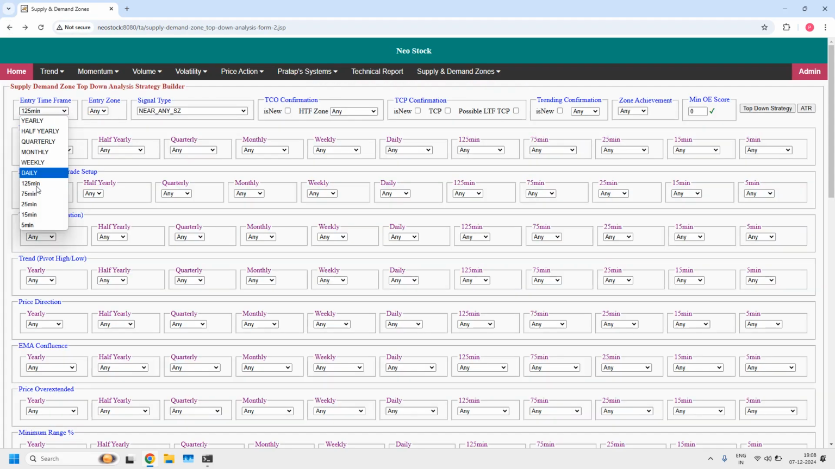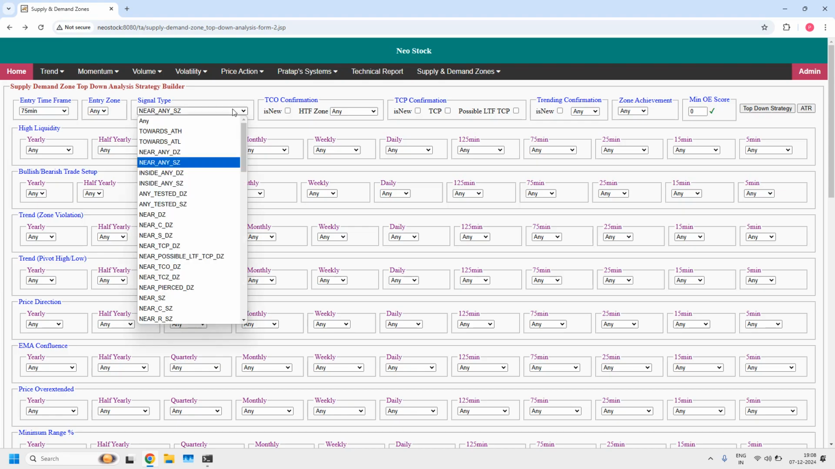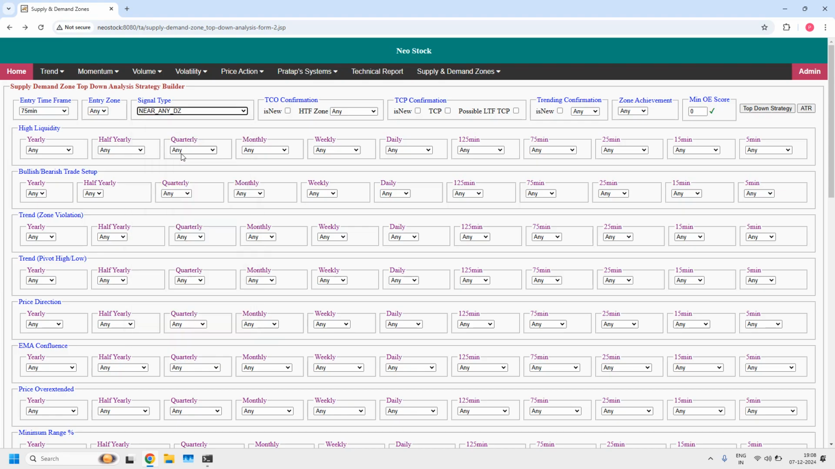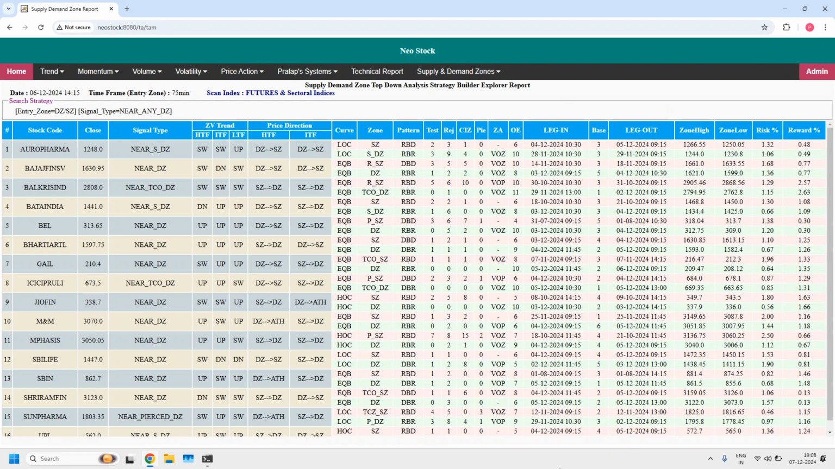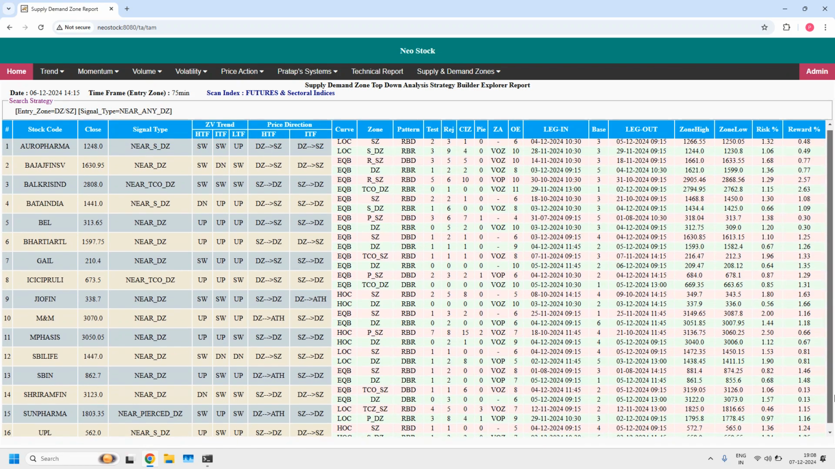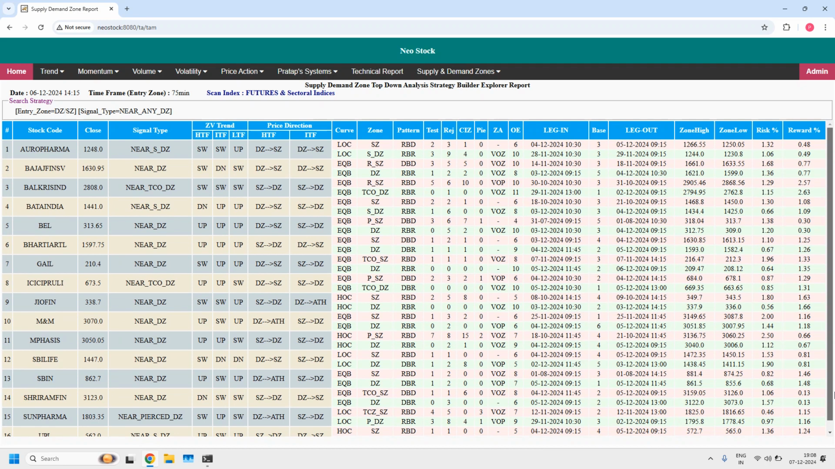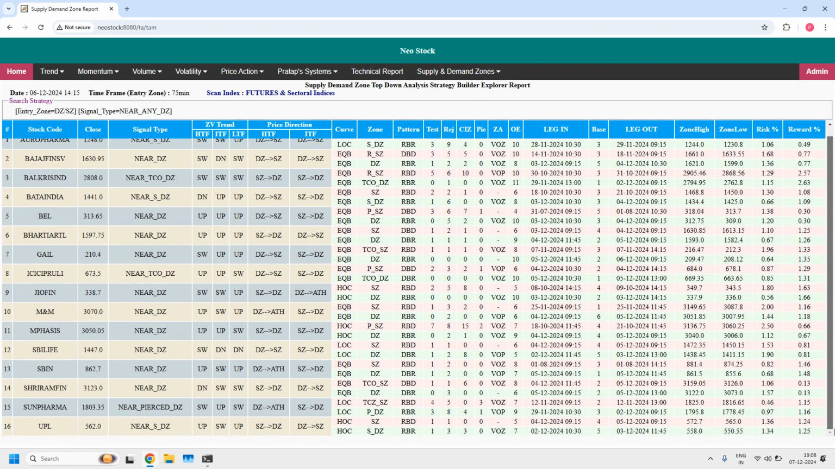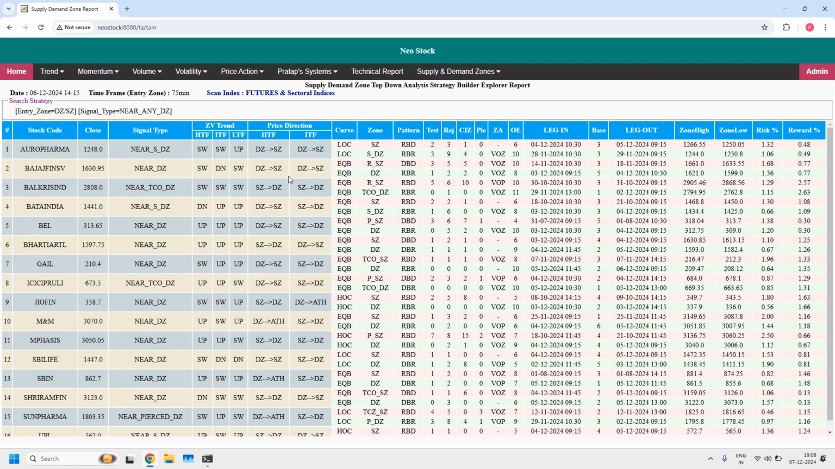Next time frame is 75 minutes. Entry time frame 75 minutes. Let us find the stocks near 75 minutes demand zone. We got a big list. So total 16 stocks are filtered. Let us identify high liquidity demand zones from this list. The first one, Aurobindo Pharma, is having high liquidity zone and not pierced. Good.